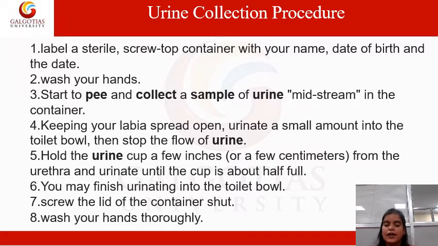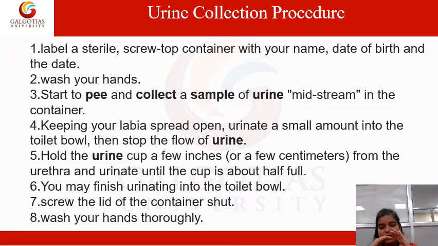Wash your hands in order to remove other microbes. Start to pee and collect a sample of urine midstream in the container. As I told, midstream is the one which we prescribe. Initially, we discard. Keeping your labia spread open, urinate a small amount into the toilet bowl, then stop the flow of urine. Hold the urine cup a few inches from the urethra and urinate until the cup is about half full. The very important thing while collecting urine is that sometimes we collect too little and sometimes the whole cup. We have to make sure the urine is not too little, not more than required, it should be at least more than half.